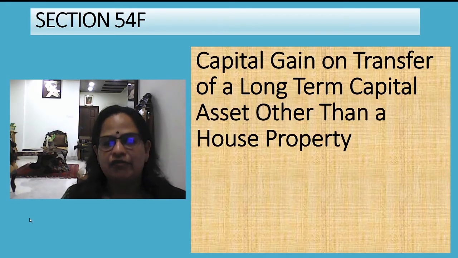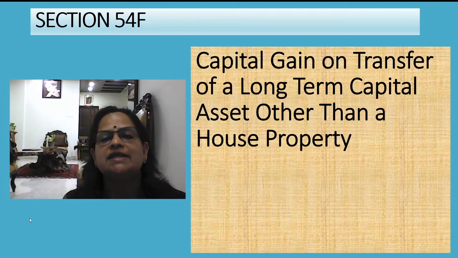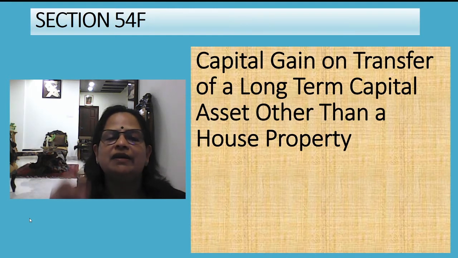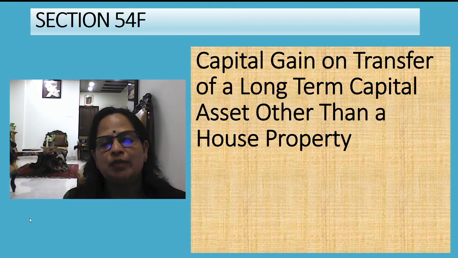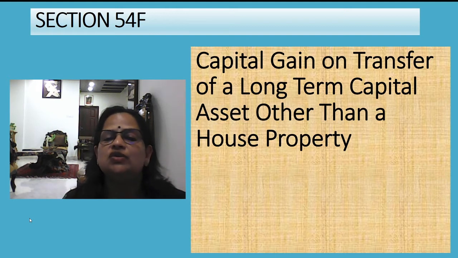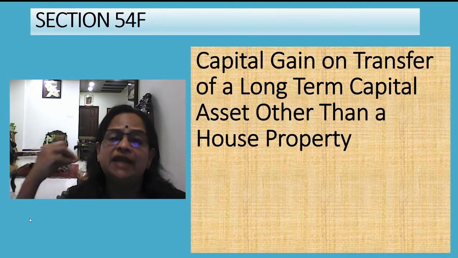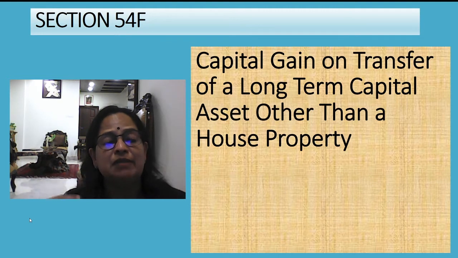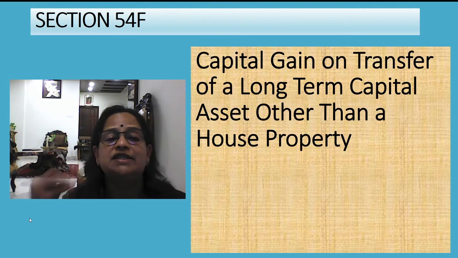Section 54F: capital gain on transfer of a long-term capital asset other than a house property. We have learned that if they are selling a residential house property and getting any exemption, they can claim that exemption using section 54. That we have learned in detail. So if the assessee is selling any other long-term capital asset, please remember, for a short-term capital asset this adjustment is not possible. Only for a long-term capital asset.